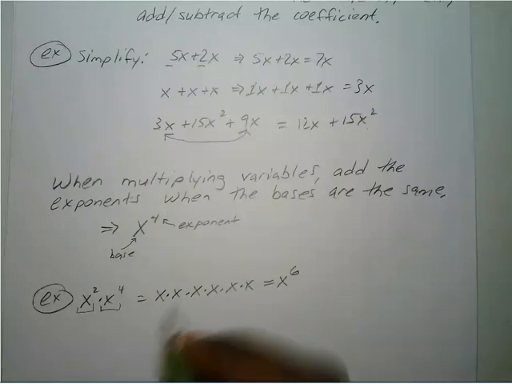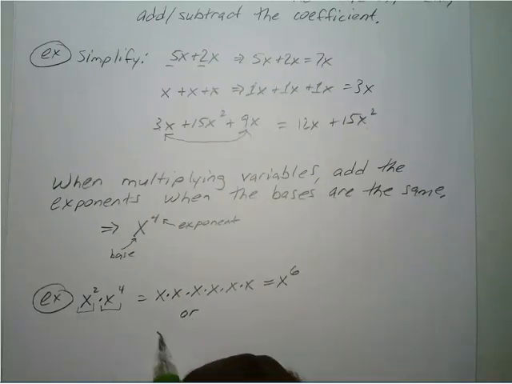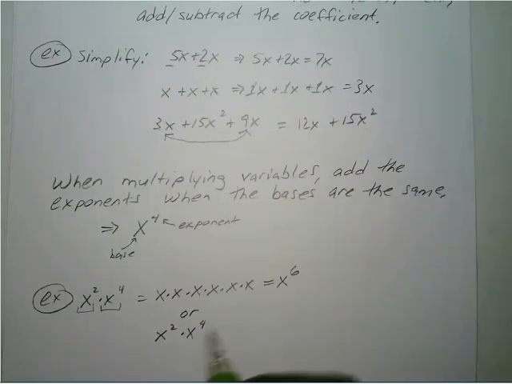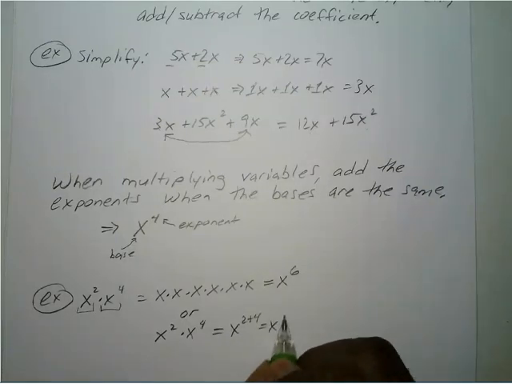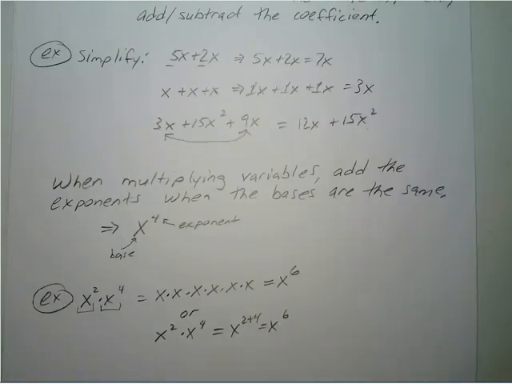Or we could just do it the easy way: x squared times x to the 4th is just x to the 2 plus 4, which is x to the 6th. So just adding the exponents when the bases are the same, a lot easier.